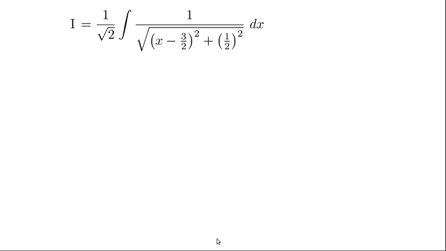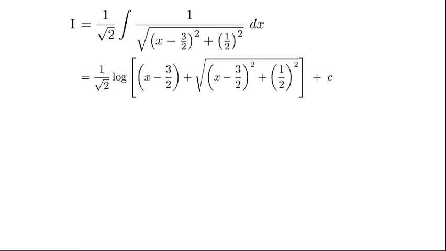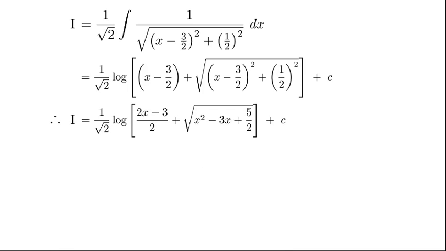So it becomes 1 upon root 2 into integration of 1 upon root of x minus 3 by 2 the whole square plus 1 by 2 the whole square. And that is in the form of root of x square minus a square. So 1 by root 2 log of x minus 3 by 2 plus root of x minus 3 by 2 whole square plus 1 by 2 whole square. So this gives the result as 1 upon root 2 log of 2x minus 3 upon 2. But remember, this time on simplifying this will not get reduced directly to the formula, because we had taken root 2 out. So this is what we are left with.